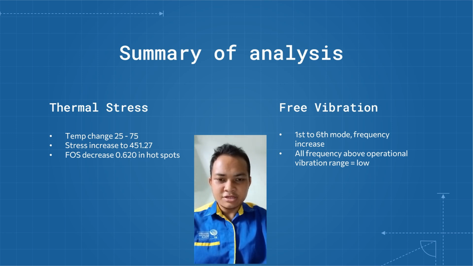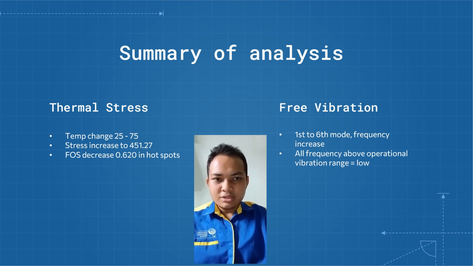So for the summary, the thermal stress analysis has a temperature change ranging from 25 degrees Celsius to 75 degrees Celsius, and the stress increased to 451.27 megapascal. The FOS, factor of safety, dropped to 0.620 in hotspots, which suggests the need for a thermal relief design. For the free vibration analysis, the first to 6th modes have frequencies of 3243.4 Hz to 11,020 Hz, all above the operational vibration range, which guarantees a low resonance risk.